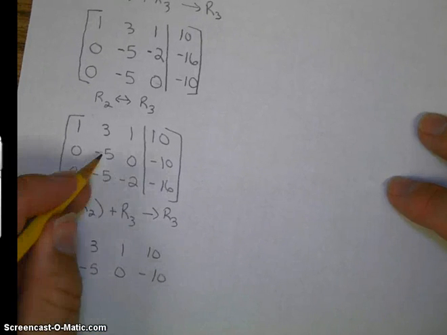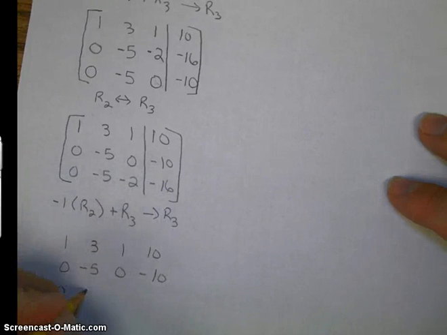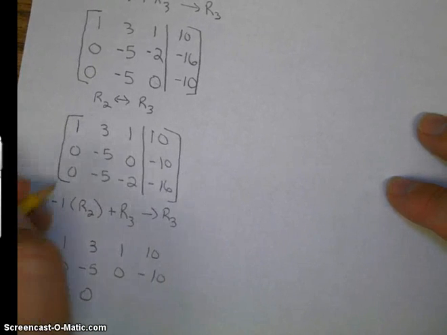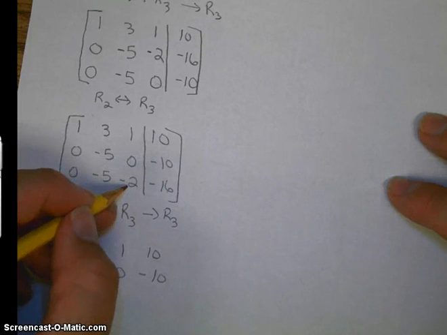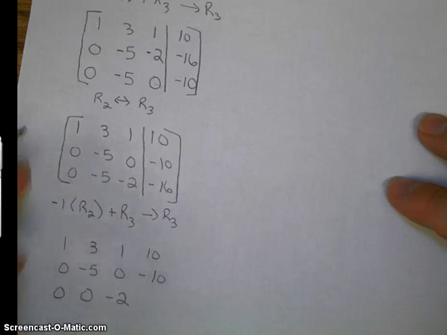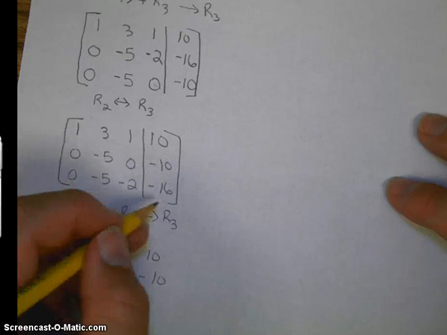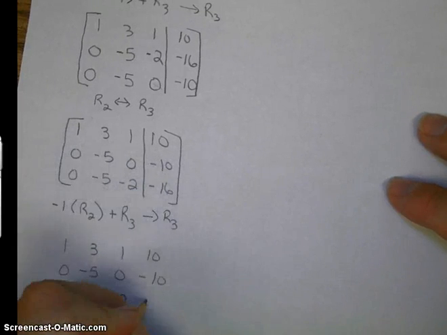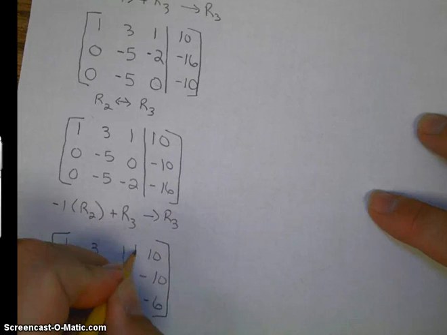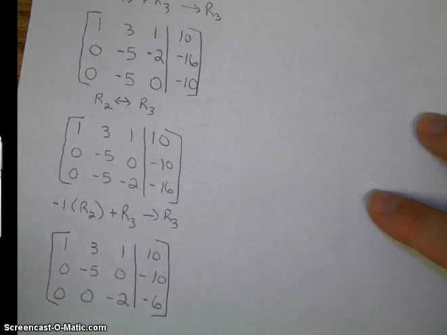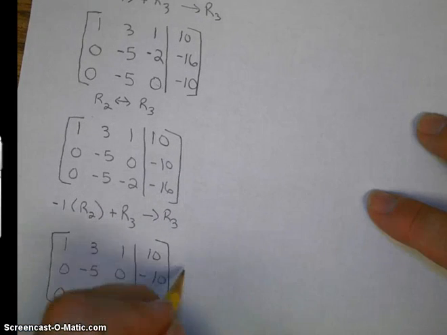Okay, negative 1 times negative 5 is 5. 5 plus negative 5 is 0. Yay. Negative 1 times 0 is 0. 0 plus negative 2 is negative 2. Negative 1 times negative 10 is 10. 10 plus negative 16 is negative 6. We're building this identity matrix little by little. Okay, you've got to think. Okay, I'm going to go back up to the top.